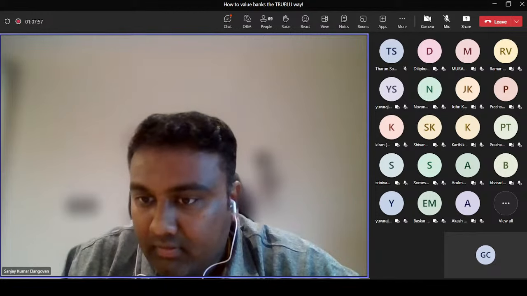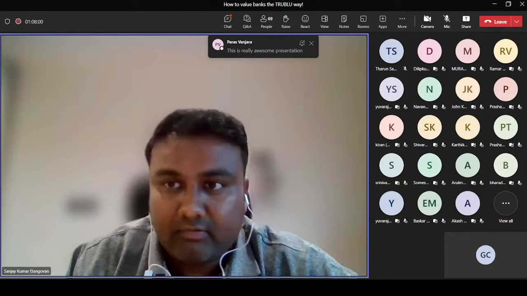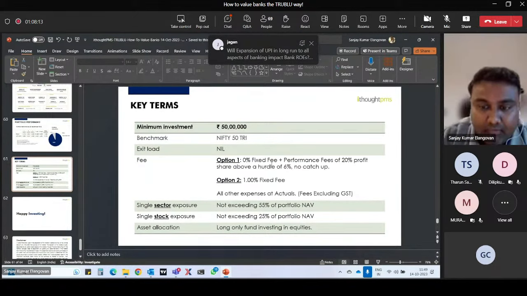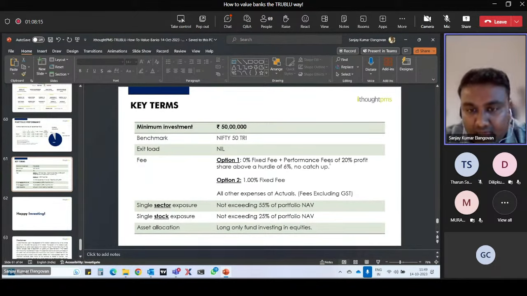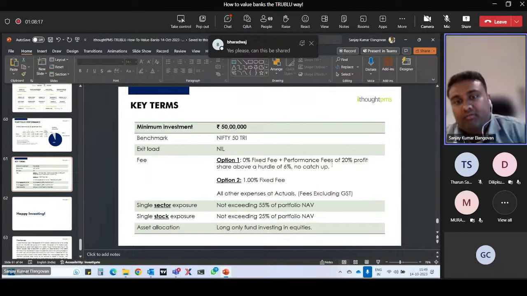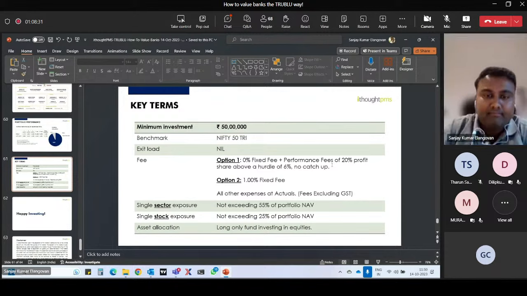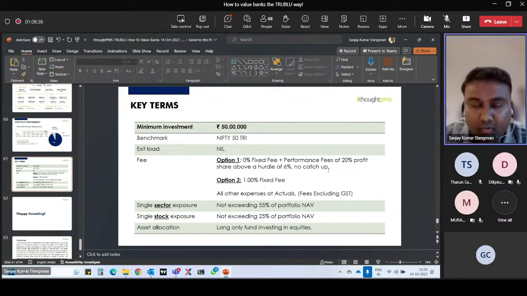Someone is asking for the fees. Just a second. So there are 2 options. First option is 0% fixed fee and a performance fee of 20% profit share above a hurdle of 6%. Right. So only if we make more than 6% for you, we'll charge a performance fee of 20% above this hurdle rate of 6%. The other option is 1% fixed fee. You can choose which one you want to have.